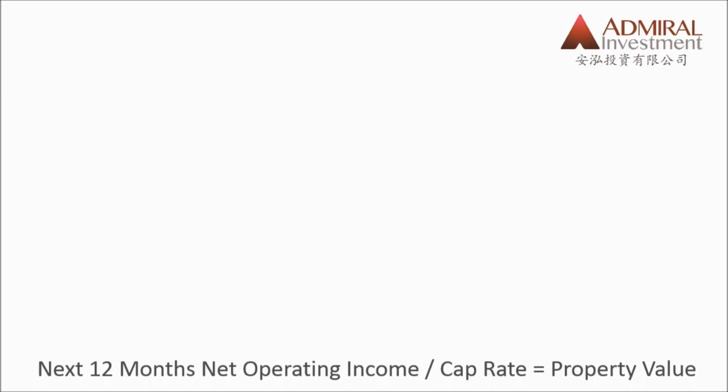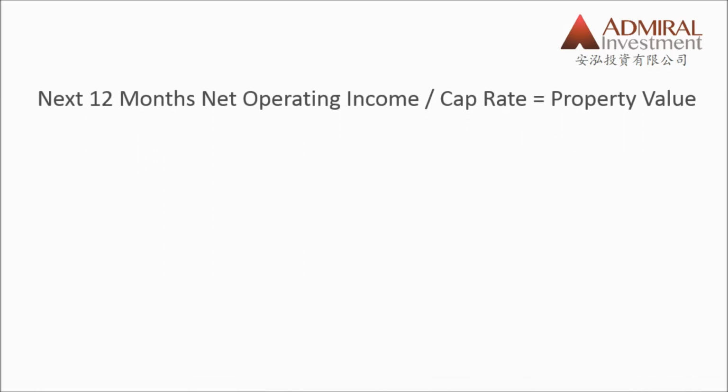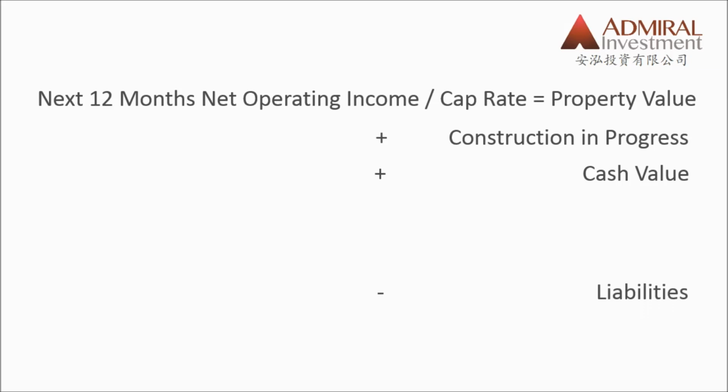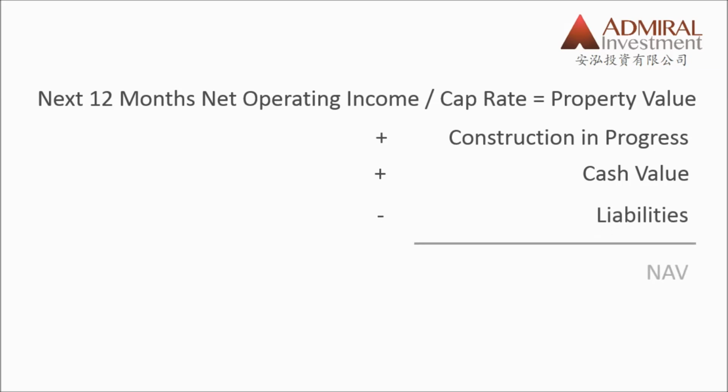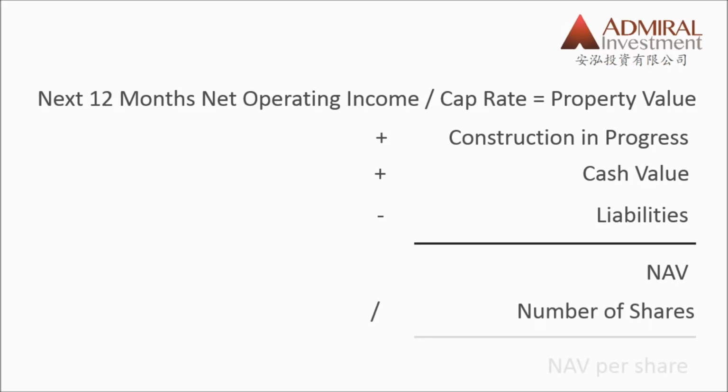If a REIT owns different types of assets, we typically take a sum of parts approach. We value each type of real estate with its individual NOI and cap rates. We also add in the value of any land holdings and construction in progress. We then calculate NAV by adding to the real estate value the cash on hand and by subtracting out its financial liabilities. NAV per share is simply the NAV divided by the number of shares.